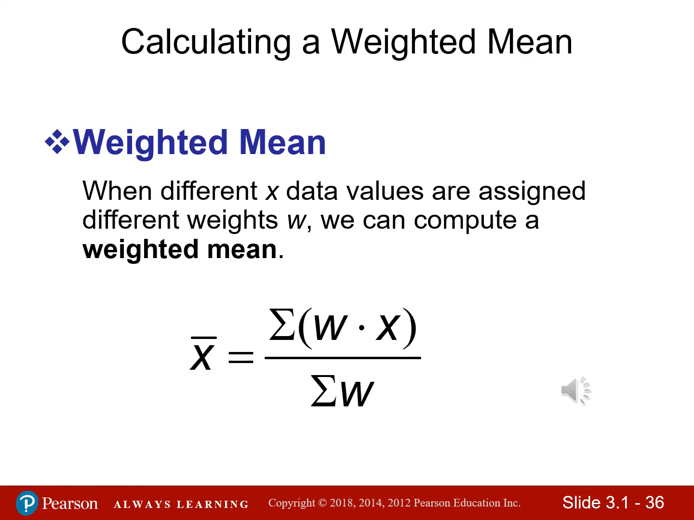The weighted mean is a kind of mean, but instead of each data point contributing equally to the final mean, some of the data points contribute more weight than others. We can compute the weighted mean with this formula, where the mean equals the summation of the product of W times X over the summation of W. In this formula, W is equal to the weight and X is the corresponding value.